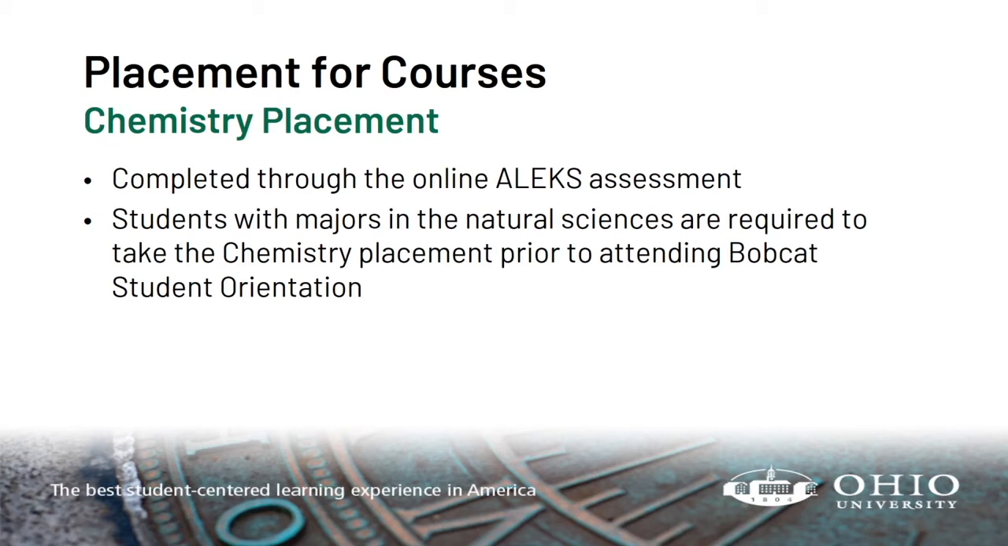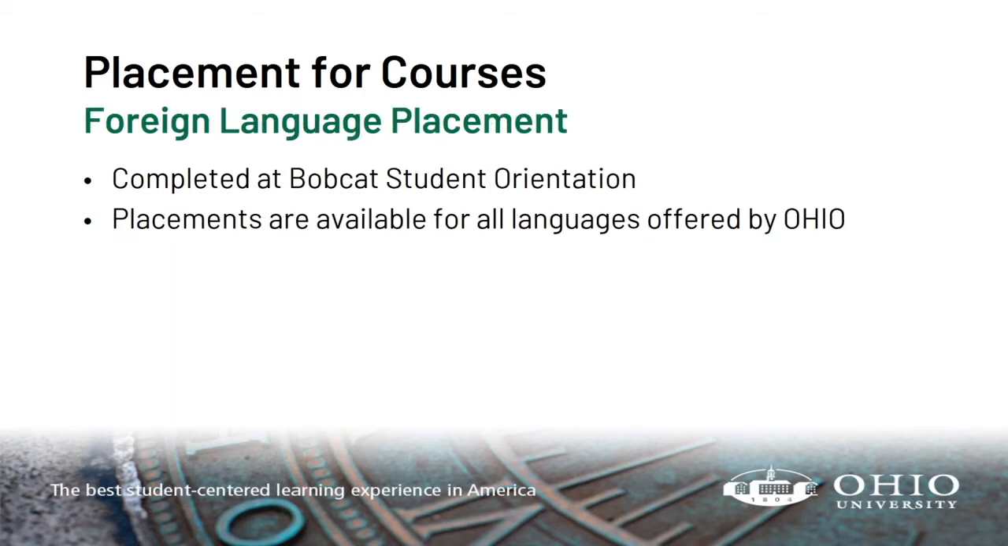Students will receive emails through their Ohio University email accounts about signing up for placements. So just kind of be looking at that and activating your Ohio University email if you've not already done so. For the foreign language placement, this one is completed during Bobcat Student Orientation. There will be a couple different times per Bobcat Student Orientation session where students will be able to complete the foreign language placement exam. Placements are available for all languages offered by Ohio University, but those readily available will be those in modern languages, so Spanish, French, German, or Russian. But we do offer language placements for all of our languages offered at Ohio University.